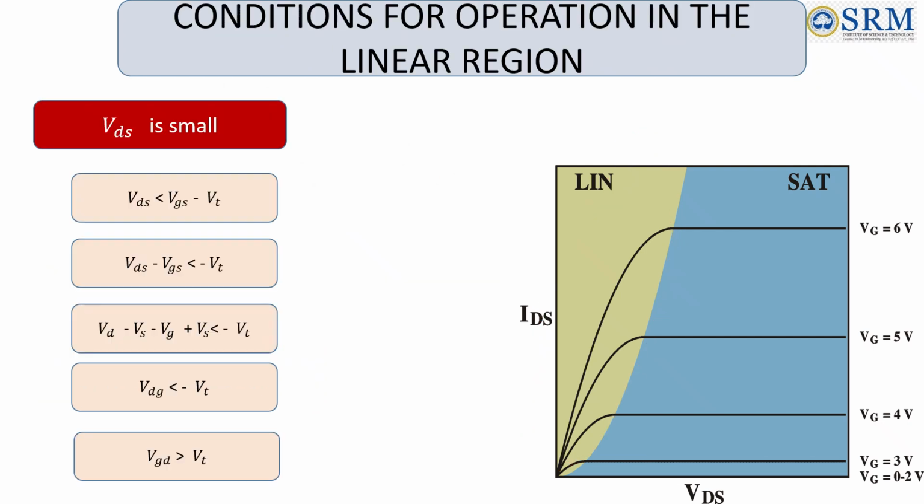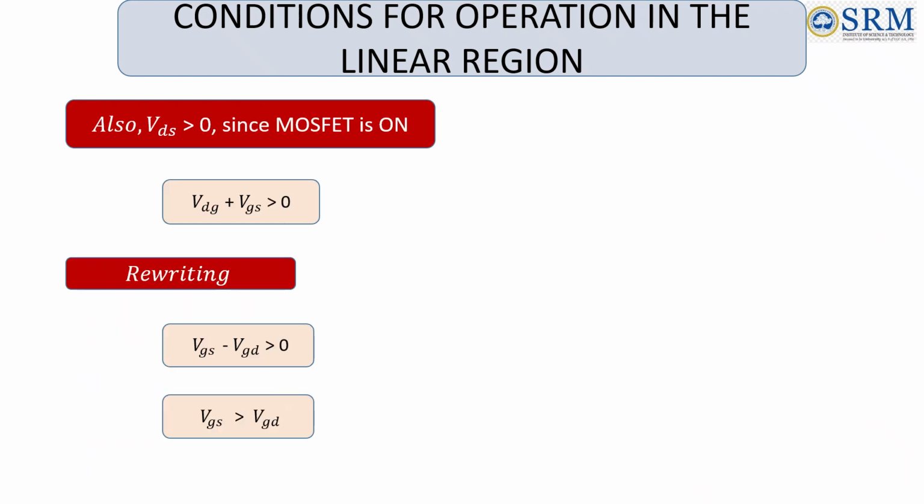So what should be the different voltages to keep the MOSFET in the linear region? The first condition should be VDS is small. VDS should be smaller than VGS minus VT. Rearranging the equation, we get VDG should be less than minus VT, which yields VGD should be greater than VT. VDS should be small to keep the MOSFET in the linear region. But if it is too small, it will turn off the MOSFET. So VDS should be greater than 0.